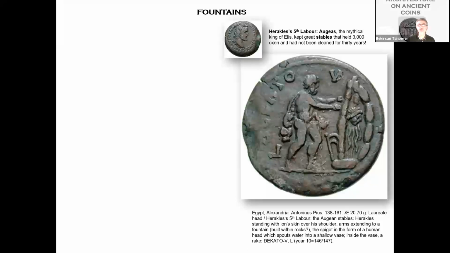You have, of course, mythological fountains. Here is the fifth labor of Hercules. He cleaned the Augeas stables, and his hands are dirty. He's washing his hands, and also his rake is right here. So he's at the fountain cleaning himself up.